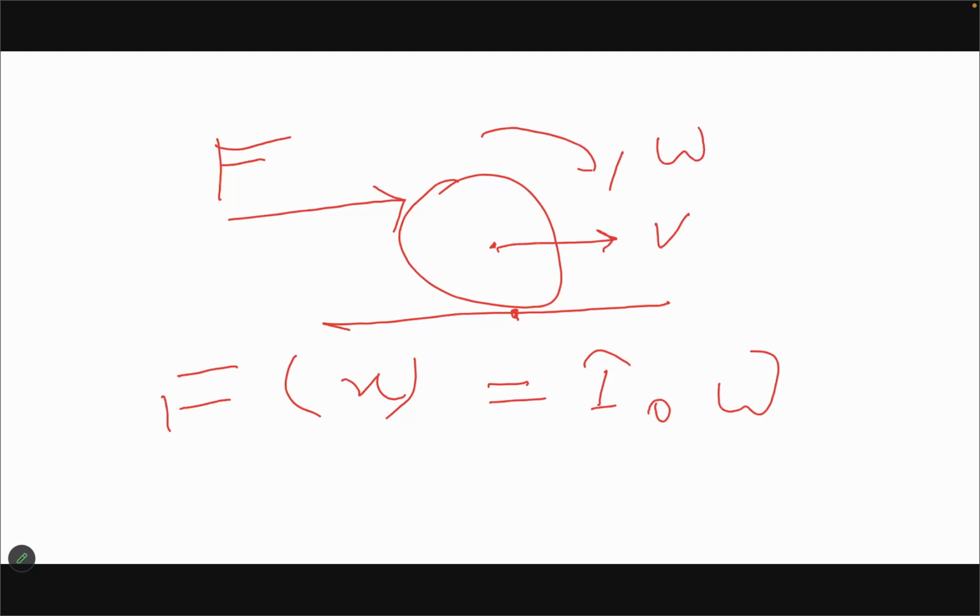F into X is equal to I naught into omega, right? Yes, sir. Okay. Second equation is what to read? Force is equal to mass into acceleration. That also is known to us, correct?